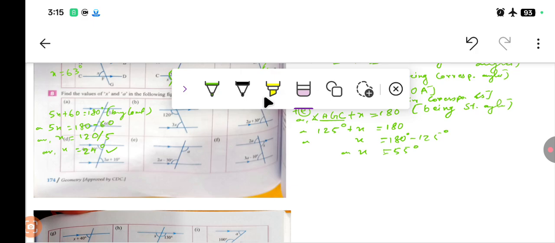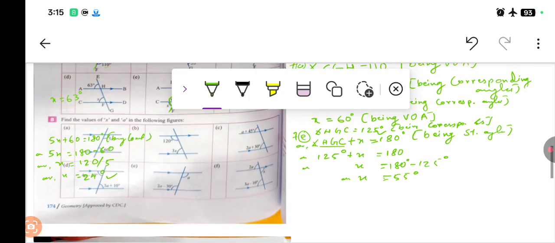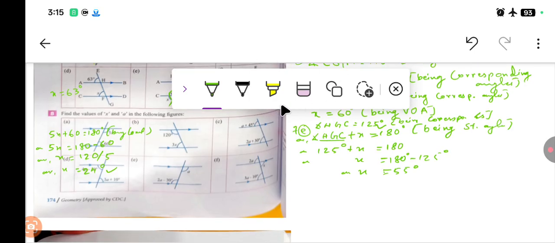Coming to question number 8b. In 8b, we have again the same co-interior angles: 3x plus 120 is equal to 180 degree being co-interior angles. So from 180, 120 will be subtracted. 60 will come and 3 will divide. 20 is going to be the answer for question number 8b.